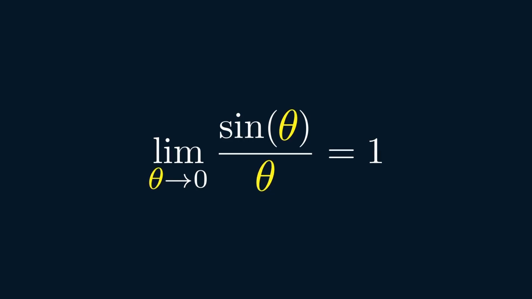The variable theta in the limit is a dummy variable, and can be replaced with any other symbol, without changing the value of the limit.